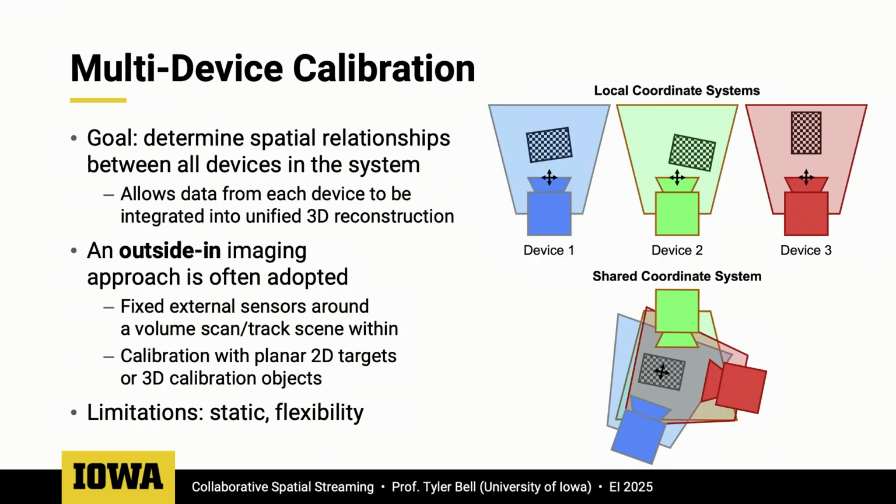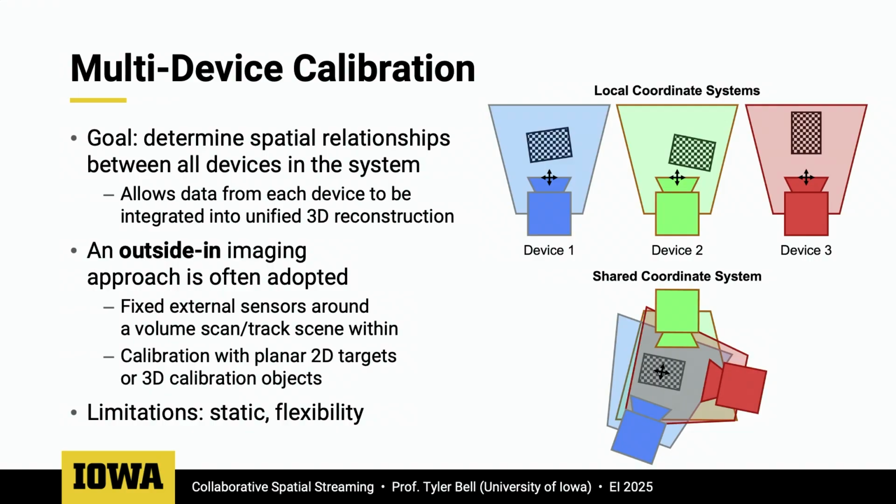Now, this is great. This is pretty traditional multi-device calibration, but for our purposes, for the motivating example, some limitations are that it's a static system, in the sense that I can't move cameras around. And if I want to add a camera or remove a camera or move a camera, I don't really have that flexibility. I have to rerun this calibration process.